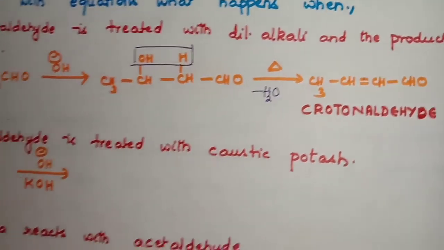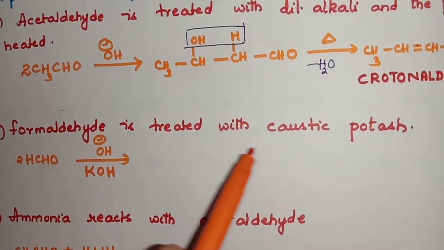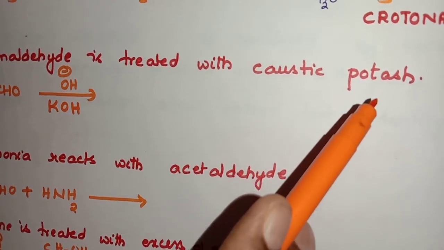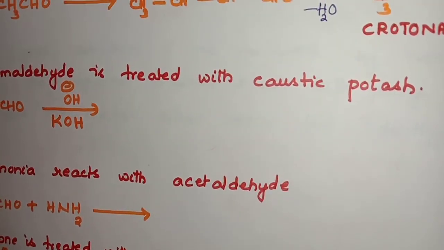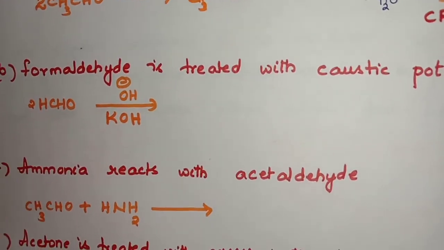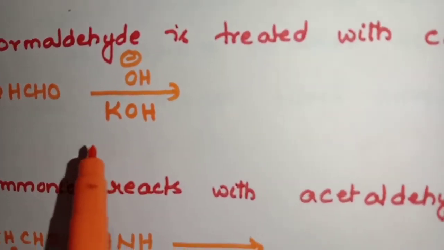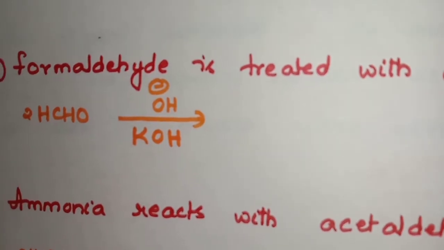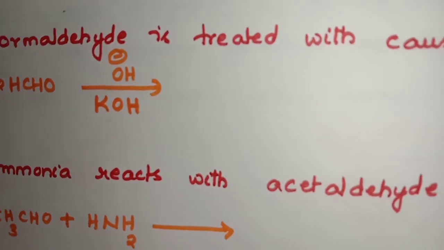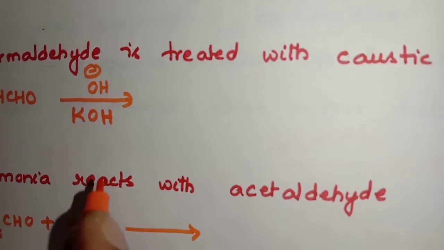Next, coming to the second bit under the first question. Formaldehyde is treated with caustic potash. What is caustic potash, students? It is potassium hydroxide. So here I have written two molecules of formaldehyde, that is HCHO, when treated with KOH, that means in the presence of a base. These two react with one another, forming, this is also one of the named reactions called the Cannizzaro reaction. If you go through the mechanism once, you will know the answer for this.